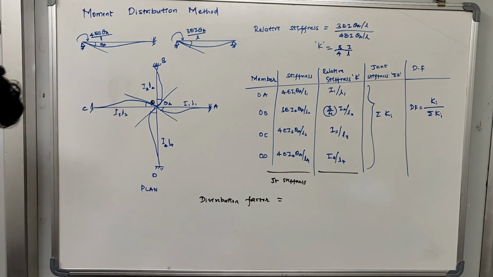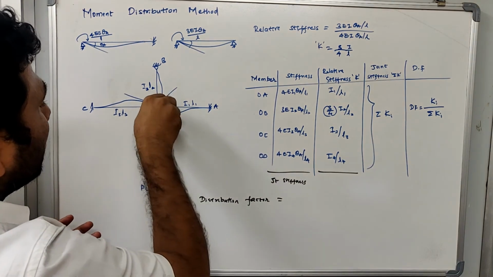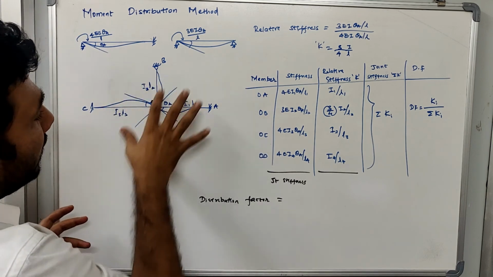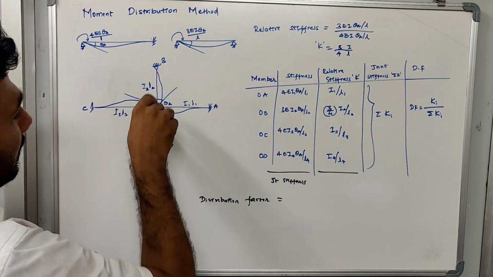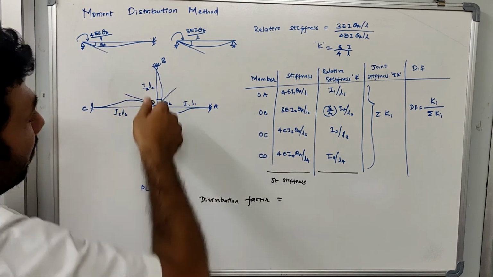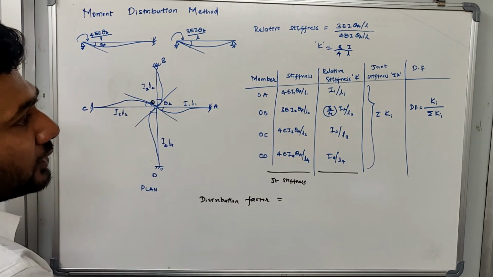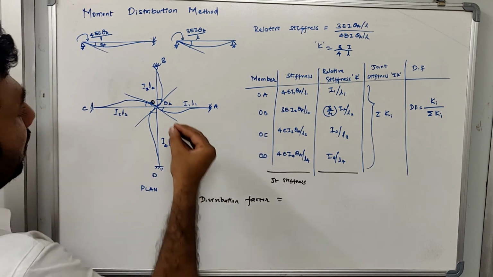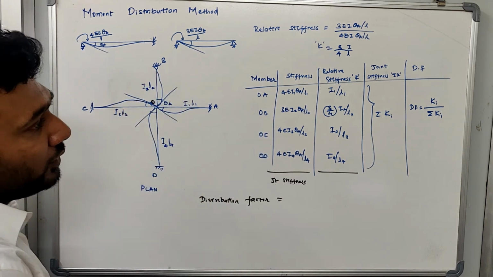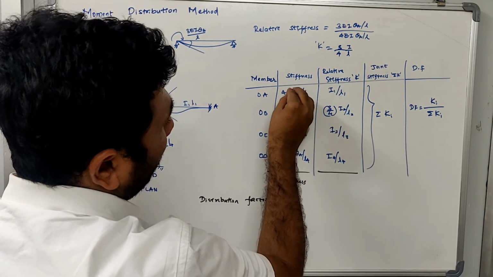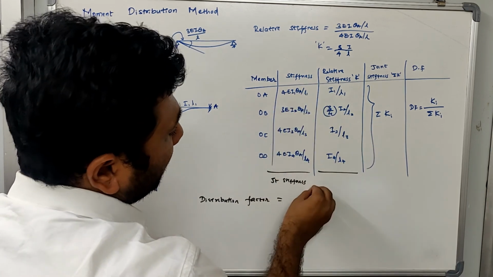Okay. So what is the meaning of this distribution factor? Now if there is a resistance happening at this joint, this resistance will be shared among all these four elements, right? If there is a moment that I'm supposed to apply at this joint, if I apply a moment over here, that moment will be distributed between all these four elements. So that's why we need to identify how much of the stiffness has been distributed among each of the elements. To do that, we need to take the relative stiffness or the stiffness value of an individual element and divide it by the joint stiffness.